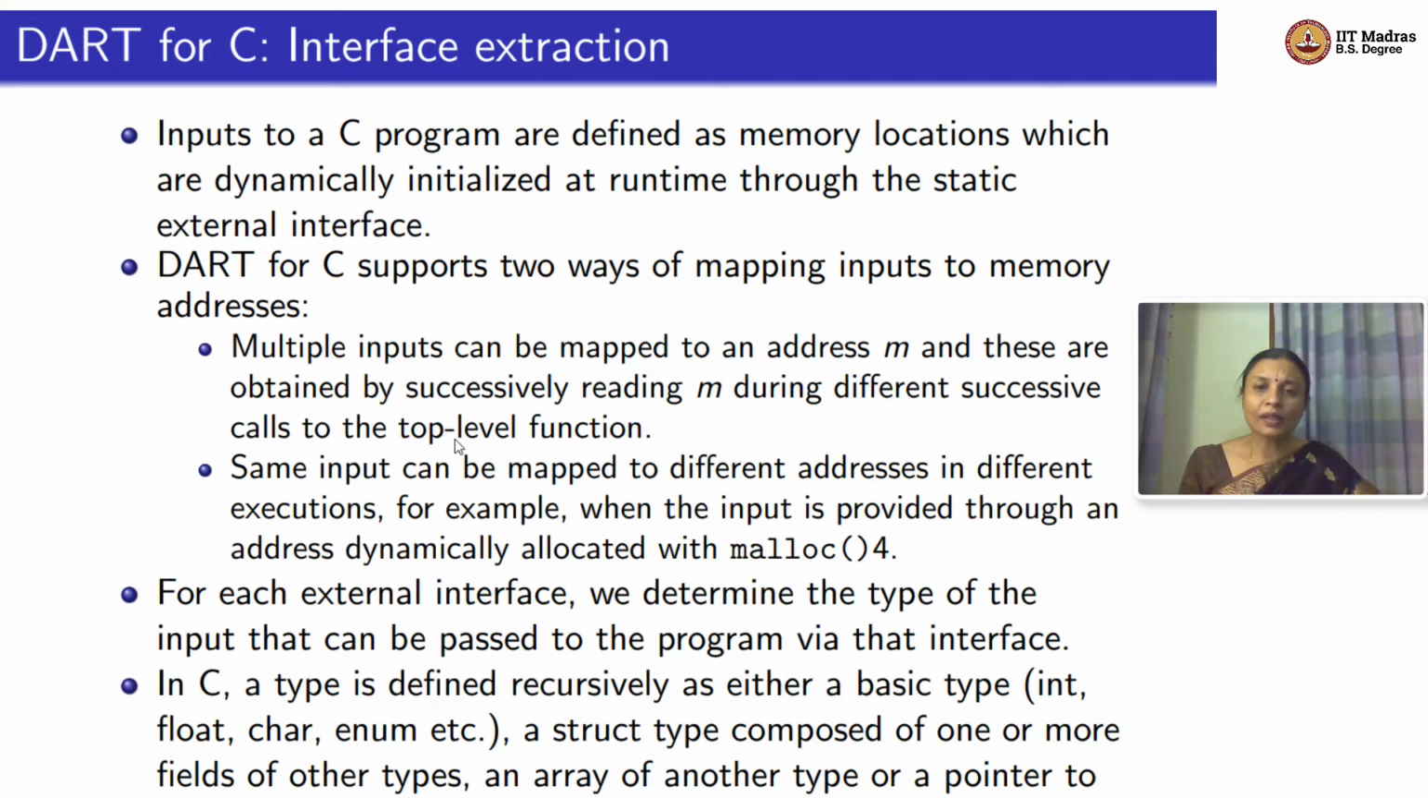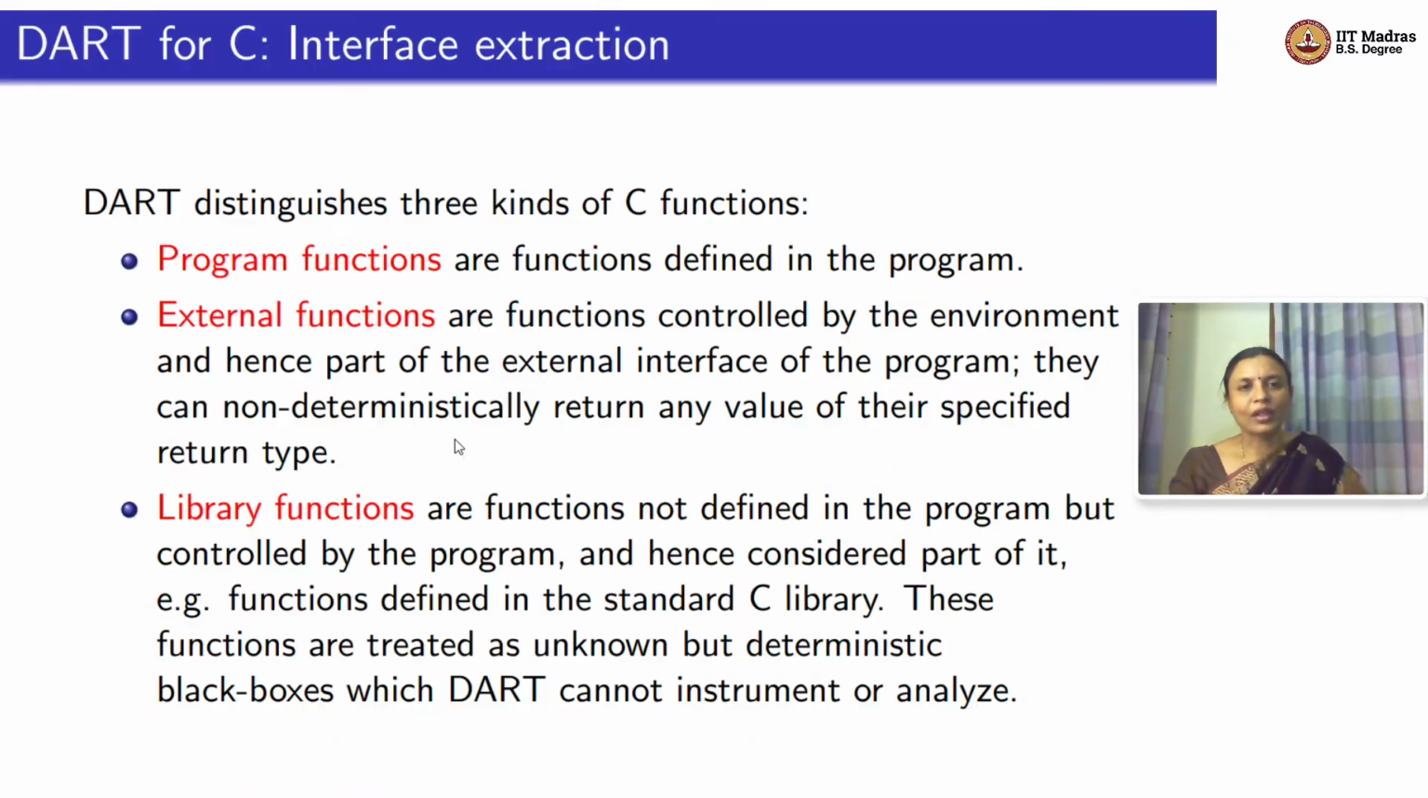For each such external interface, we find out the type of the input that is passed through that interface. And the thing about C is that types can be defined as basic types or as a struct type, which has one or more subtypes in it, and an array or a pointer and so on.